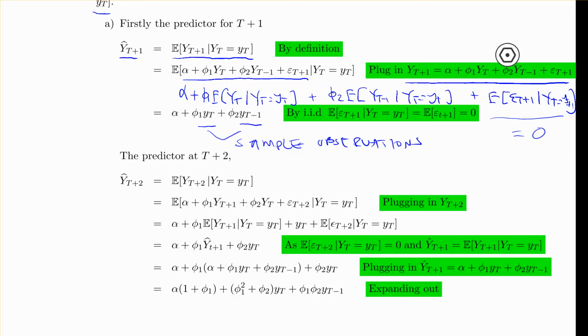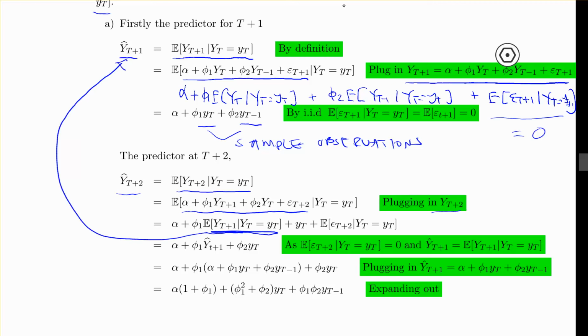Do the same for yt plus 2. The best predictor is the conditional mean 2 periods ahead given the sample we observe. So again, plug in yt plus 2, go forward again, and expand it all out. Exactly the same as before. So now we get, well, what's this here? This by definition is just the predictor from t plus 1. Again, the average value of yt given we know what it is, it's just a value itself, it's fixed. And again, this term equals naught by IID and the mean naught assumption.